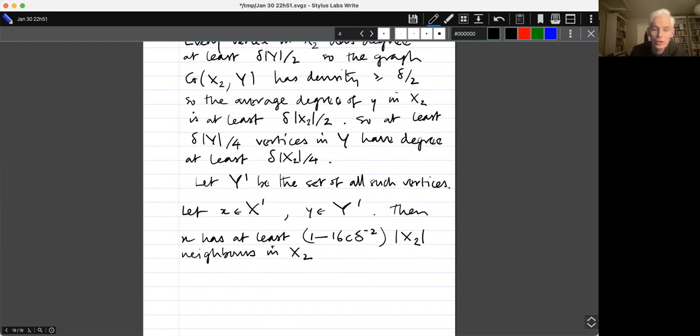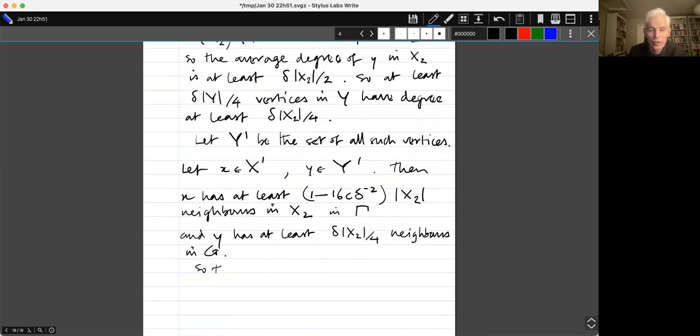But here I do want to say let x belong to x dashed. So x has at least that number of neighbours in x2 in the graph gamma, and y has at least delta x2 over 4 neighbours in the graph G. So there are at least delta over 4 minus 16c delta to the minus 2 x2 neighbours in common.